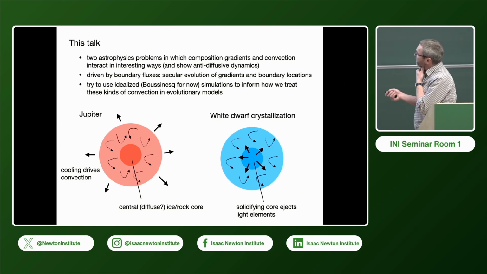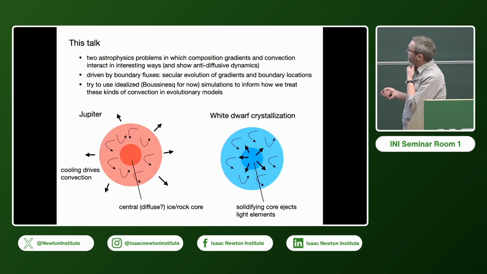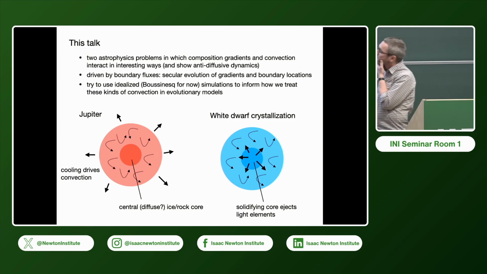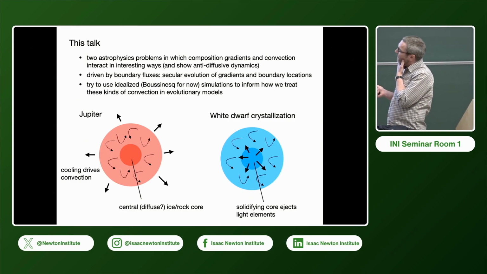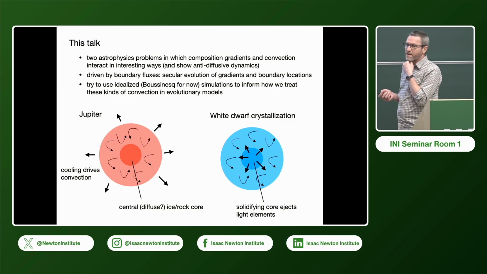The two problems I want to talk about: I'll spend most of the time on Jupiter, and then at the end, depending on how much time I have, we'll talk about white dwarfs. So in Jupiter, we're interested in how convection interacts with heavy elements inside Jupiter. I've drawn here a picture of Jupiter which has a heavy element core in the center, and then a gas envelope which is convective.